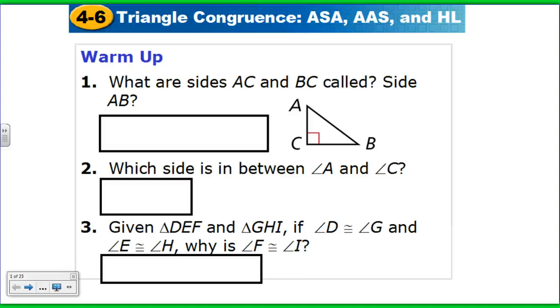Okay, geometry, we are in Chapter 4, Section 6, Triangle Congruence, ASA, AAS, and HL. Pause, come back when you're ready.